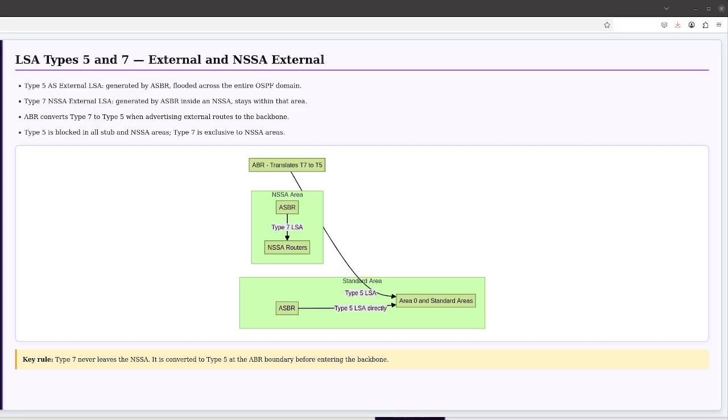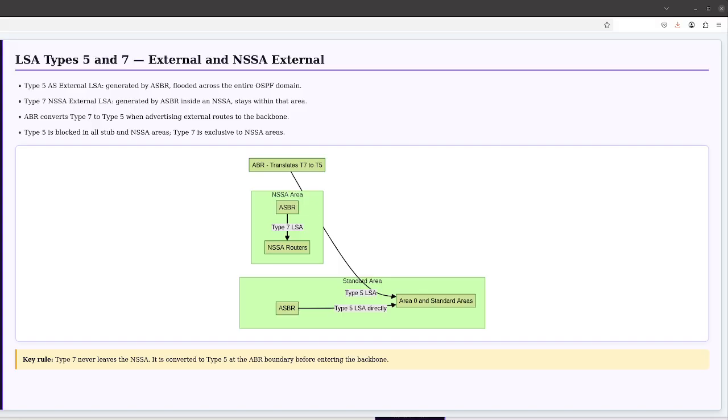When they reach the ABR connecting the NSSA to the backbone, the ABR converts each Type 7 LSA into a Type 5 LSA and floods it into the rest of the OSPF domain. This conversion is called Type 7 to Type 5 translation.